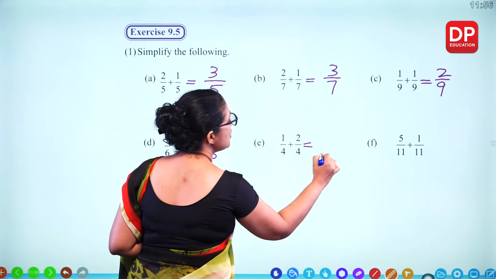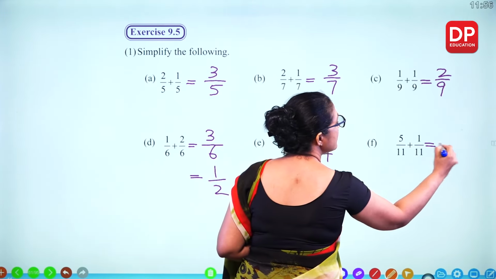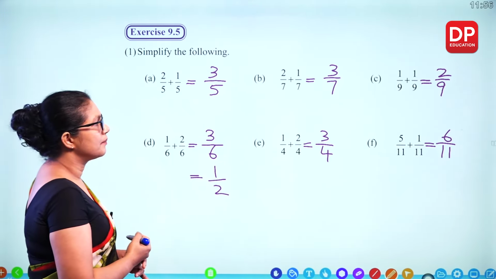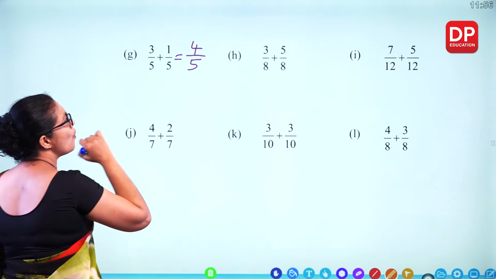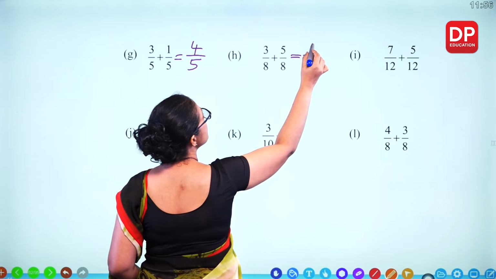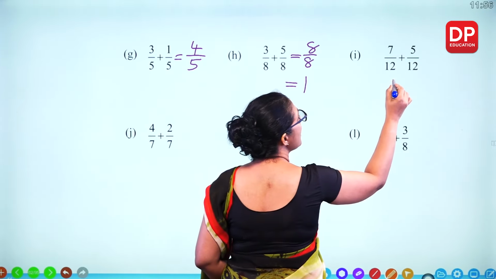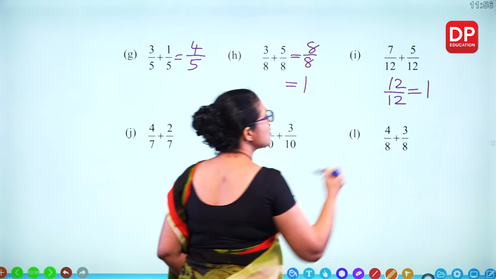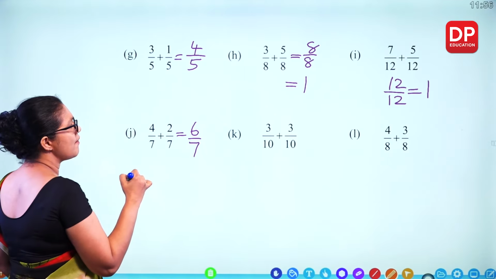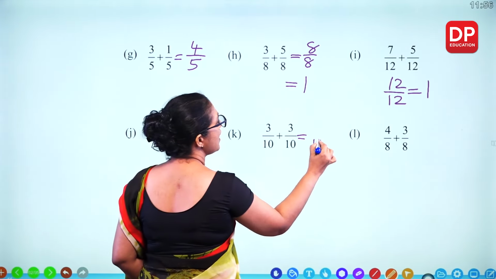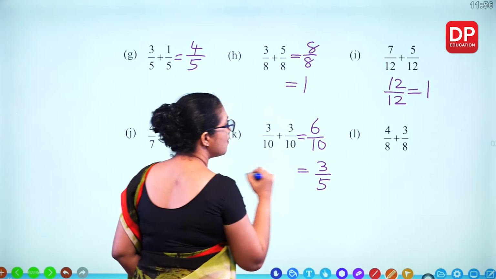This one, same denominator, add the numerators. 2 plus 1, 3. Here also you can add the numerators. 5 plus 1, 6. Here this one, same denominator. 3 plus 1 becomes 4. Here 8 and 5 plus 3, 8. 8/8 I can write 1. 7 plus 5, that's 12. 12/12 is just 1. The next one, 4 plus 2, that's 6. 6/7. Same denominator, you can add 3 plus 3, 6. Now you can simplify. Divide by 2, 3/5.